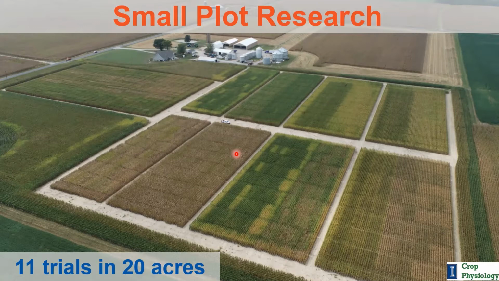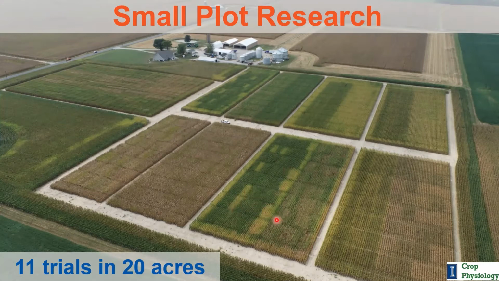But this is an example of one of our research sites. On this site, it's about 20 acres of corn, and we have 11 trials crammed in there. Within each of those trials, there's probably on average 70 plots or so. It really depends on the size of the trial and the size of the plots. But you can see how these different trials are all laid out here. And then these plots are quite a bit smaller within the trial. They're about 40 feet in length and 4 rows wide.